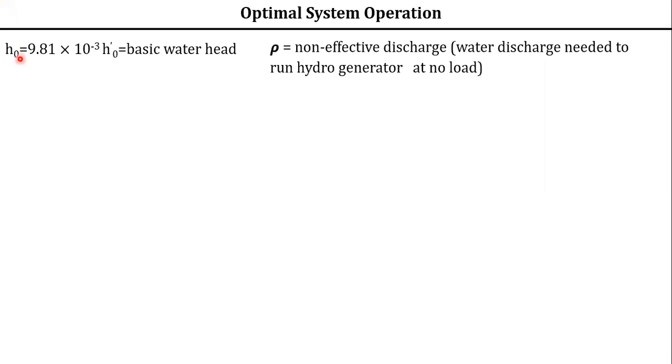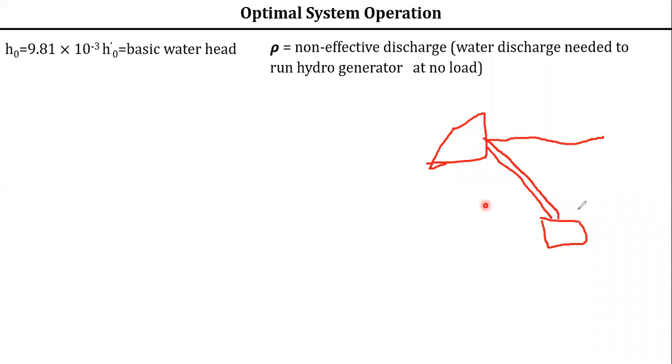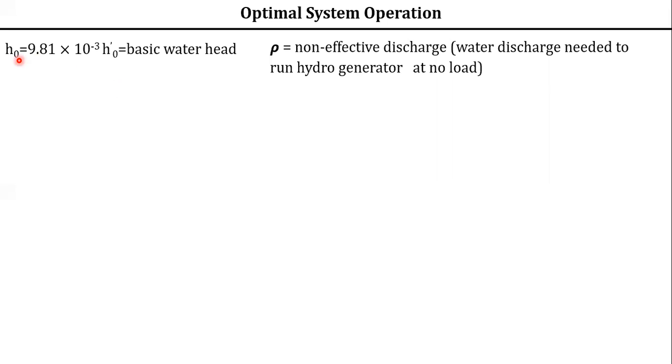Clear? Now you see H naught is your basic water head. So what does that basic water head mean? Suppose this is the dam you are having, and this is the penstock, isn't it? And this is the powerhouse. You know this one, hydropower, isn't it? So from here to here, whatever is there is your base head, H naught. Is it clear? Okay. H naught is your base head.